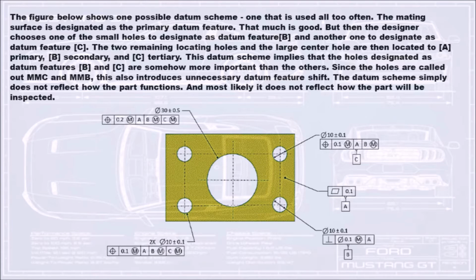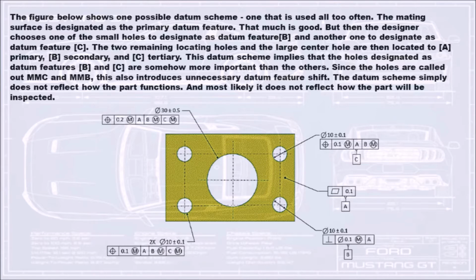The mating surface is designated as the primary datum feature. That much is good. But then the designer chooses one of the small holes to designate as datum feature B and another one to designate as datum feature C. The 2 remaining locating holes and the large center hole are then located to A primary, B secondary, and C tertiary. This datum scheme implies that the holes designated as datum features B and C are somehow more important than the others. Since the holes are called out MMC and MMB, this also introduces unnecessary datum feature shift.